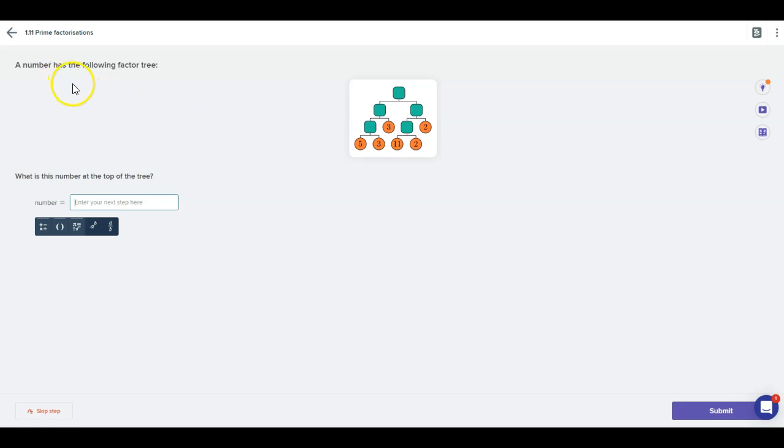So the first sample question actually says a number has the following tree. There it is, a prime factor tree. It wants us to work out what the number originally was, the number at the top. Now, that's quite easy because we're just backtracking here. So we're just basically looking at what do we do with these prime numbers to get back to where it was. Well, we've got these prime numbers because they are factors of the number above, which means if we multiply these two together, we will get the original number from the green box.